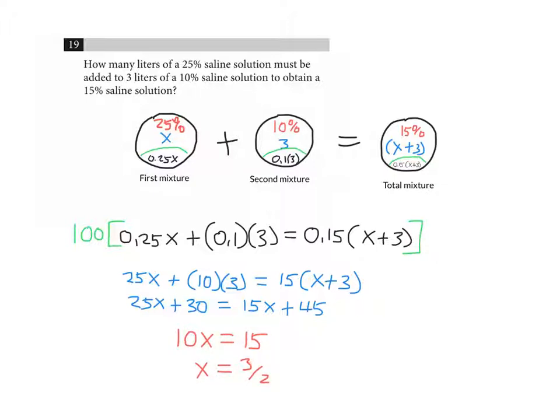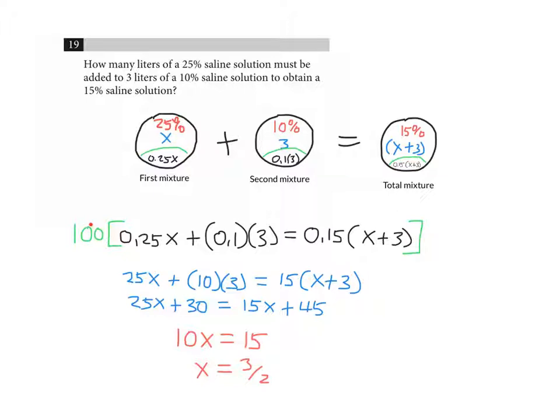Okay, so x is equal to 3 halves, aka, was that 1.5? All right, so that is 1.5. Okay, so x is 1.5. And honestly, that's what they're looking for. How many liters of the 25% solution? That needs to be 1.5. Hopefully that works for you.